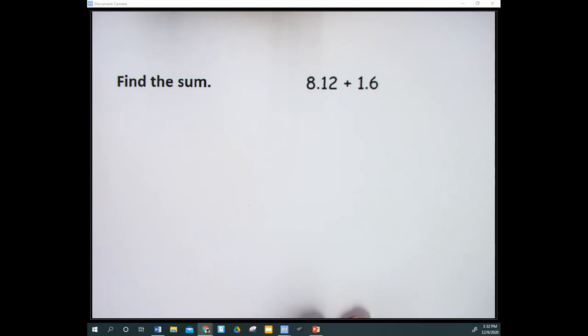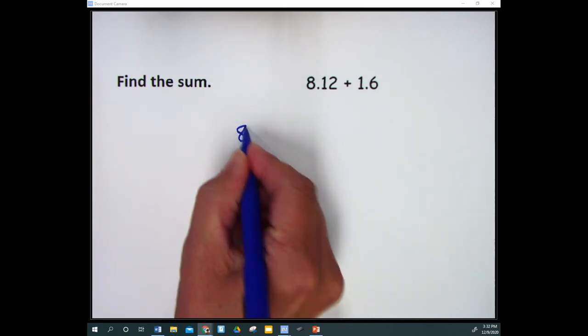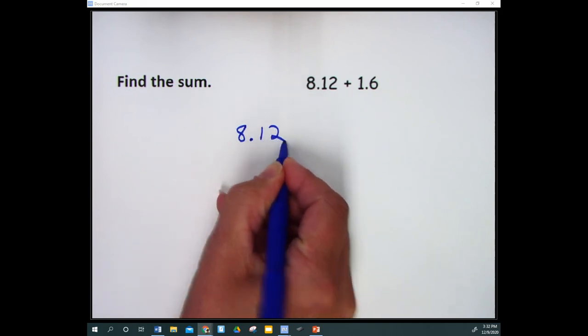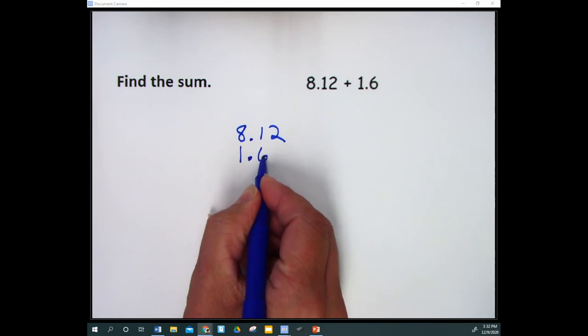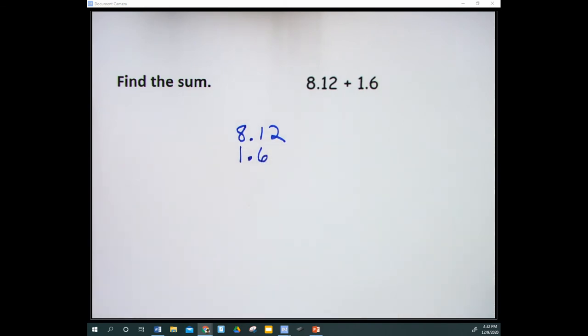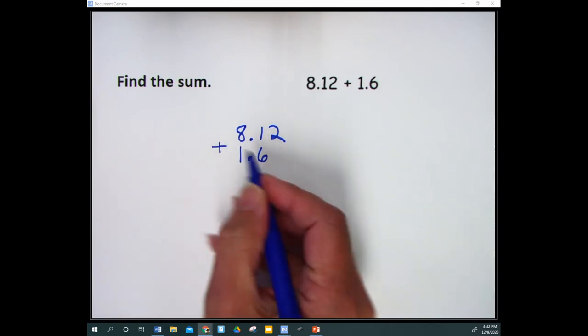To find this, of course, we're going to need to recopy vertically and line up our decimal points. So I have 8 and 12 hundredths plus 1 and 6 tenths. Notice how my decimal points are stacked right on top of each other. I'll put in my plus sign.